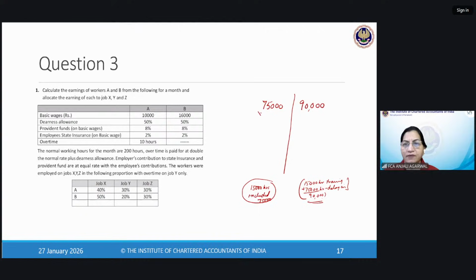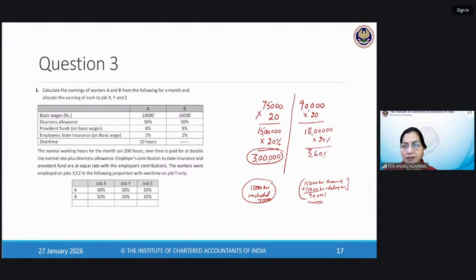So now if you lose 75,000 hours, you could have generated a sales of 20 rupees per hour on this. You could have generated a sales of 15 lakhs. And because the contribution percentage is 20%, you would have generated additional contribution of 3 lakh. So this 3 lakh is definitely lost. Here it would have been 90,000 into 20 is 18 lakh, and 18 lakhs into 20% is 3 lakh 60,000.